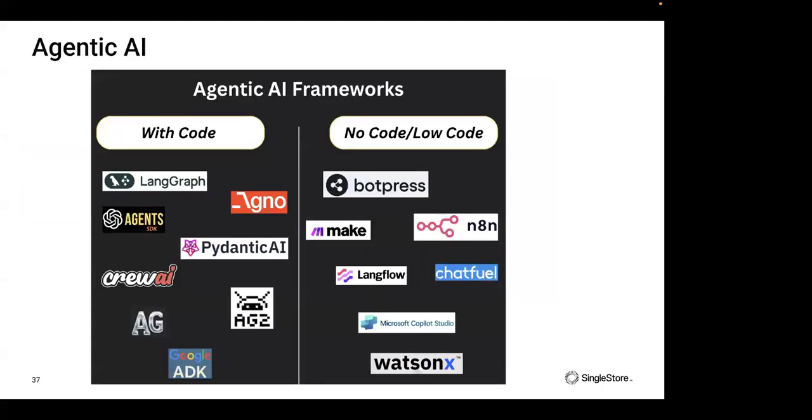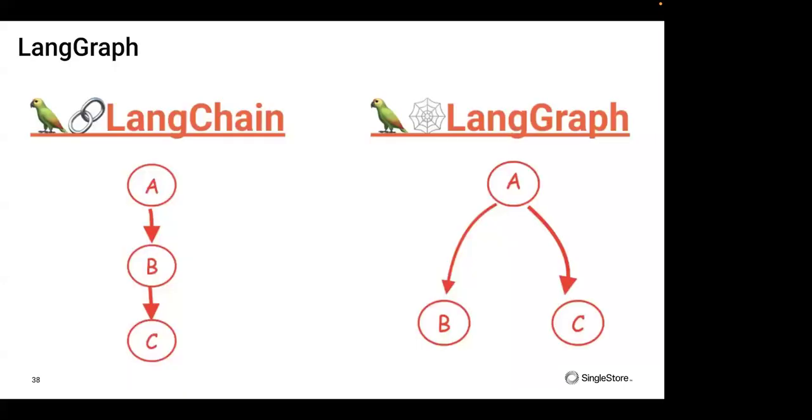So again, these are some of the other frameworks that you can use. There are code platforms and no-code or low-code platforms. With code: LangGraph, Agno, Agents SDK from OpenAI, Pydantic AI, AG2, CrewAI, Google ADK. And then no-code, low-code: you can see BotPress, Make, n8n. Anything is making a lot of noise these days, right? Everybody is building. It's just a pick-and-drop thing. And Langflow, Chatfuel, watsonx, these are some of the low-code, no-code agentic AI frameworks.